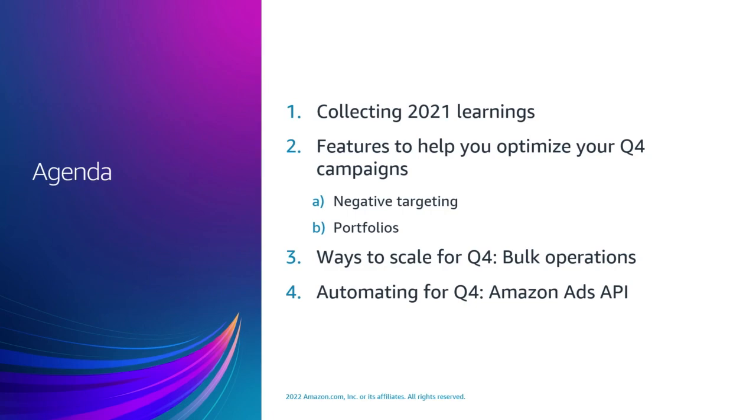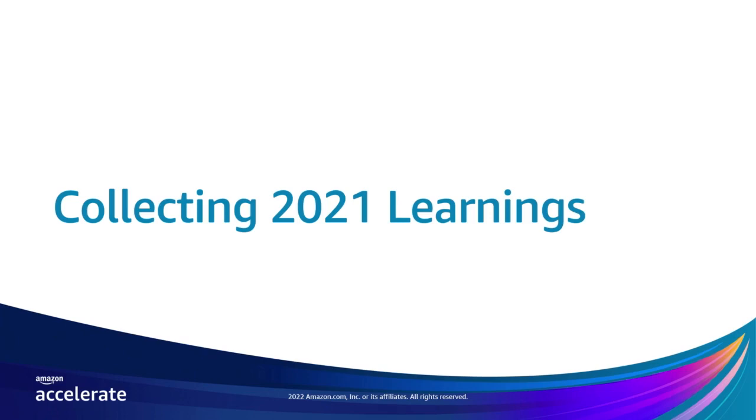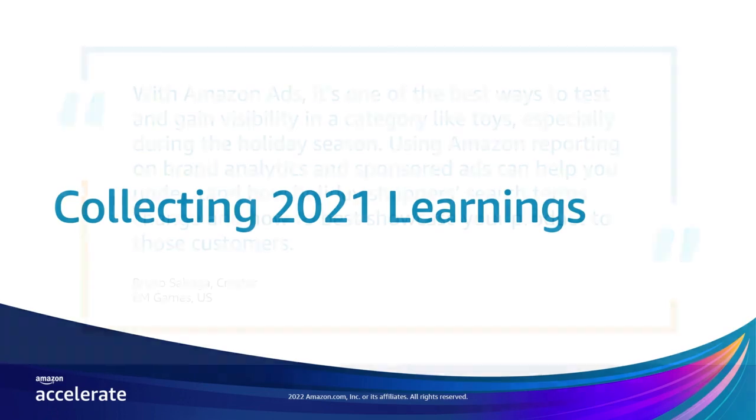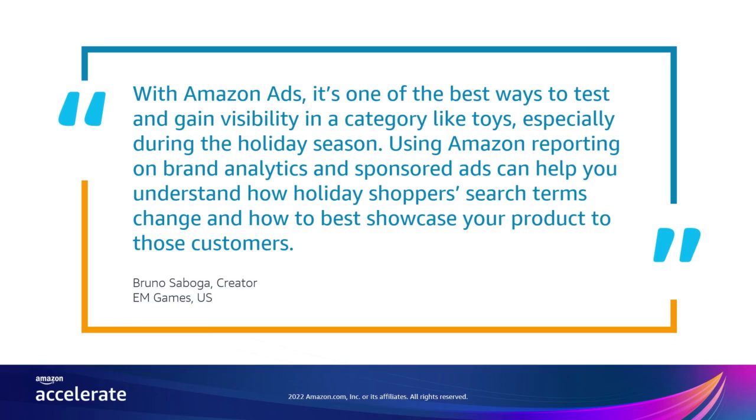So let's start by talking about collecting your 2021 learnings. I want to start with this quote from Bruno Saboga, a creator at EM Games. Bruno said, "With Amazon Ads, it's one of the best ways to test and gain visibility in a category like toys, especially during the holiday season." Using Amazon reporting on brand analytics and sponsored ads can help you understand how holiday shoppers' search terms change, and how to best showcase your product to those customers.